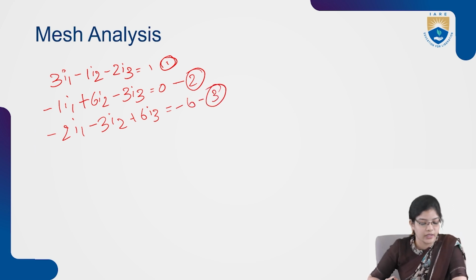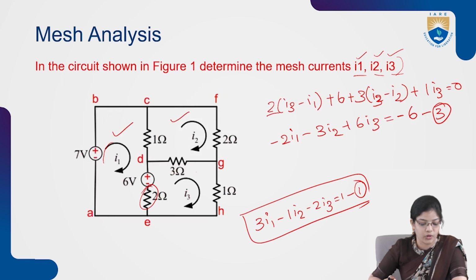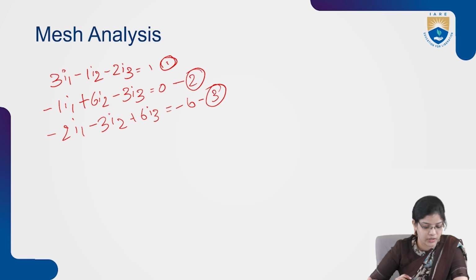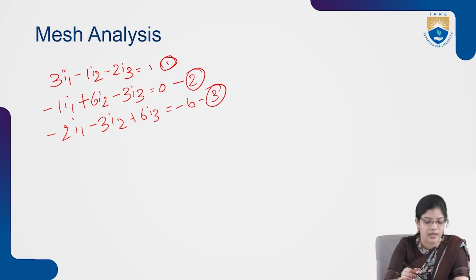So these are the three equations which we have got from these three meshes. So the first equation is 3 I1 minus 1 I2 minus 2 I3 is equal to 1. And this is the second equation, and this is the third equation.